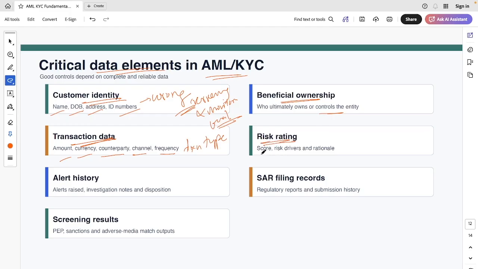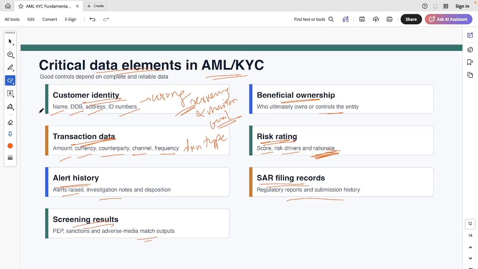Fourth is risk rating. This includes the customer risk score, risk drivers, and the rationale behind the risk score. The bank must not only know the score, but also why the score was assigned, and that is what we call a rationale. Fifth is alert history: previous alerts, investigation notes, dispositions help analysts understand behavior over time. Sixth is your records, SAR filing record or STR filing record. These are regulatory reports and submission histories. Seven is screening results. This includes your PEP matches, sanction hits, adverse media, and match decisions.